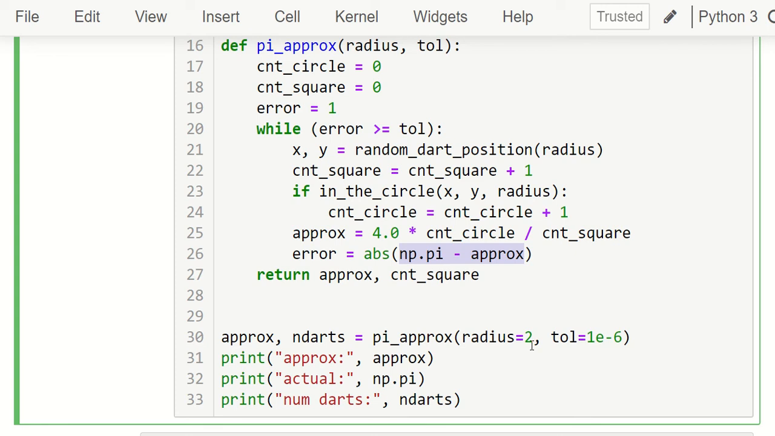Right, so after calling the main function, I'm going to print the approximation, and then in record 31, 32, I'll print the actual value of pi just to be able to compare it, not only through the tolerance, but just from the value. And then in record 33, I'm going to print the number of dart throws.